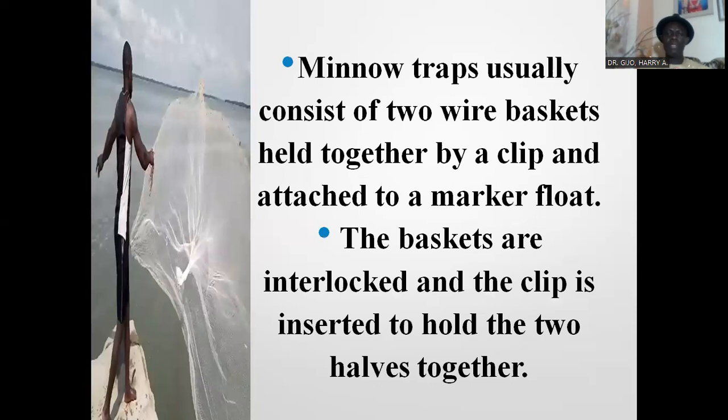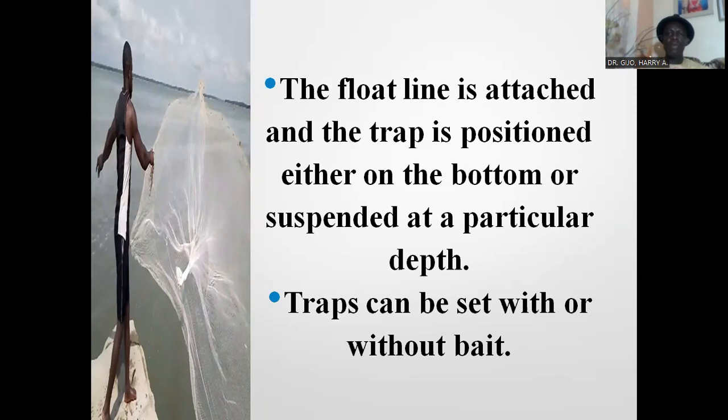Minnow traps usually consist of two wire baskets held together by a clip and attached to a marker float, though they can also be locally made with various materials. Okay, even with minute wooden materials or from materials gotten from the Nipa fruticans. The baskets are interlocked and the clip is inserted to hold the two halves together. The float line is attached and the trap is positioned either on the bottom or suspended at a particular depth.